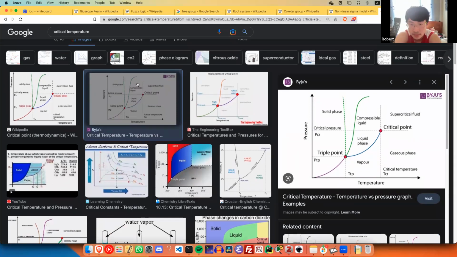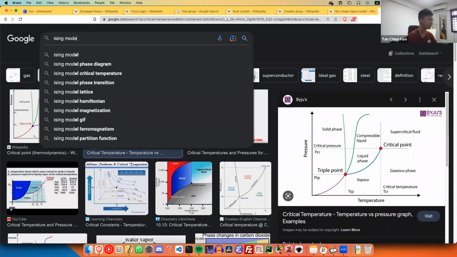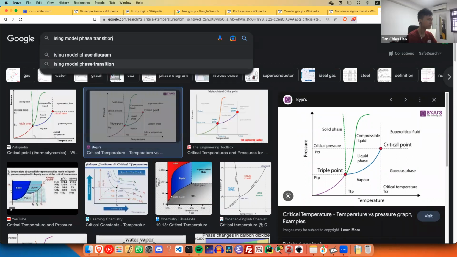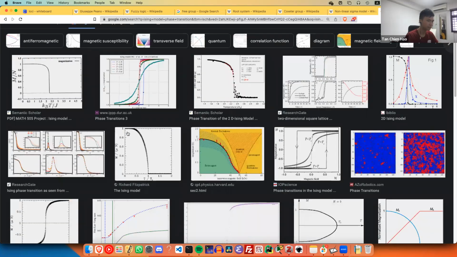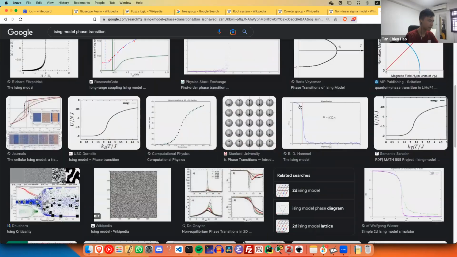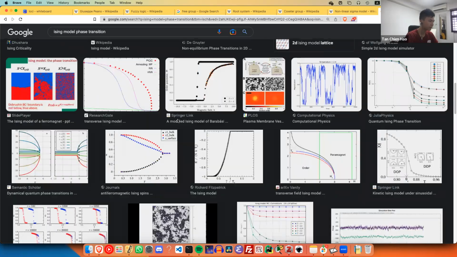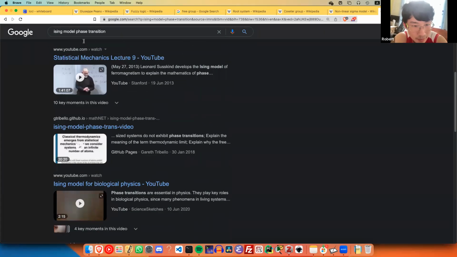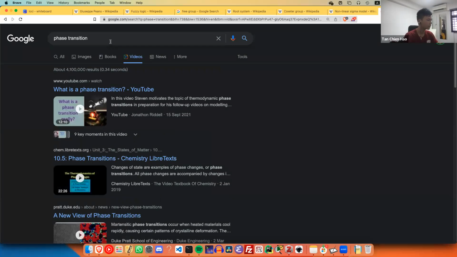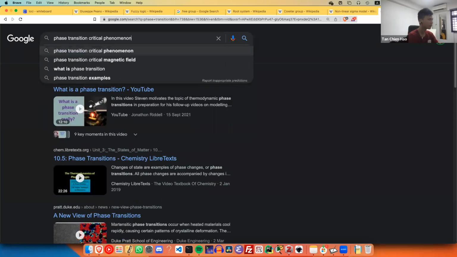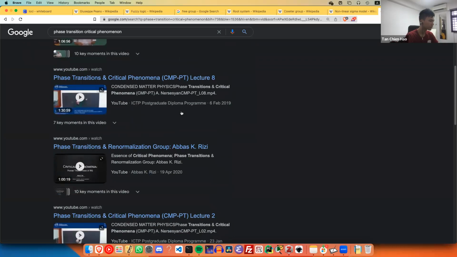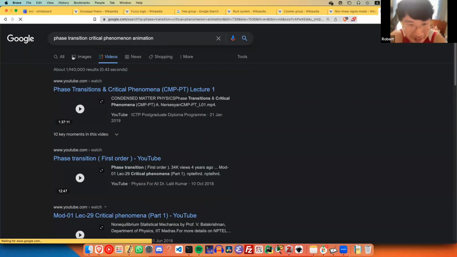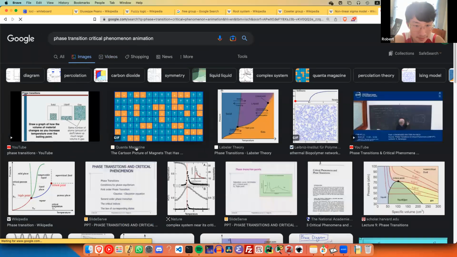For example, initially, okay, let me search Ising model phase transition. Nice picture. I think there's a nice video to show this. There's a nice animation.